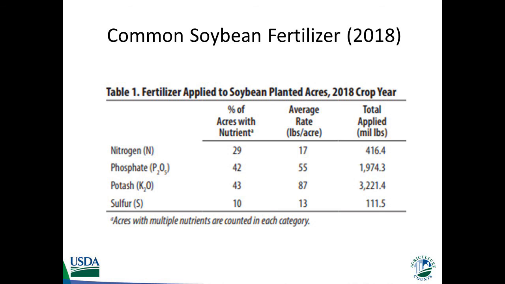This table shows the results from the last time we conducted this survey when soybeans were the targeted crop. For the 2018 crop year, farmers applied nitrogen to 29% of soybean planted acres at an average rate of 17 pounds per acre for a total of 416.4 million pounds.